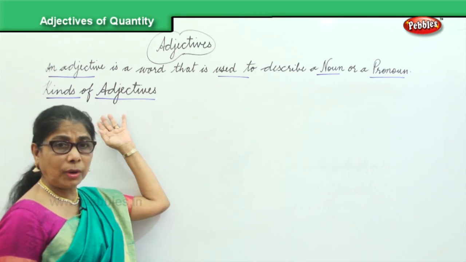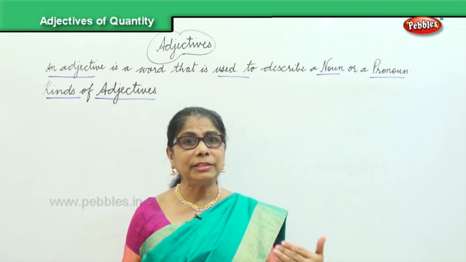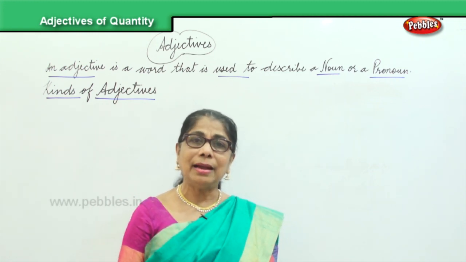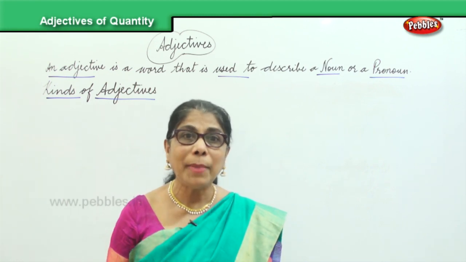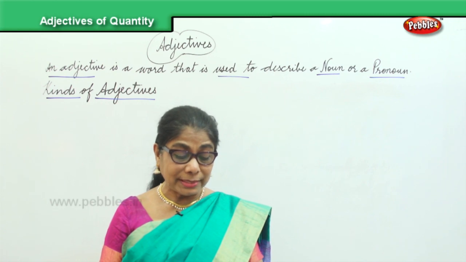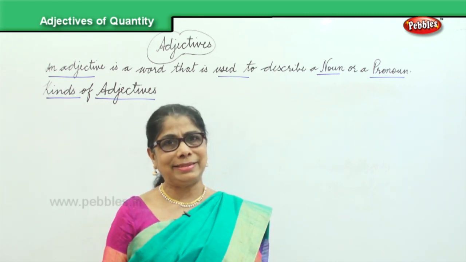The second kind of quantity adjective that we are going to do is adjectives of quantity. Adjectives of quantity answer the question, how much? Okay? So, adjectives of quantity show how much a thing is meant or intended.